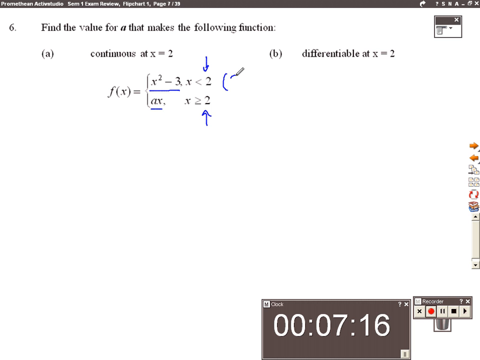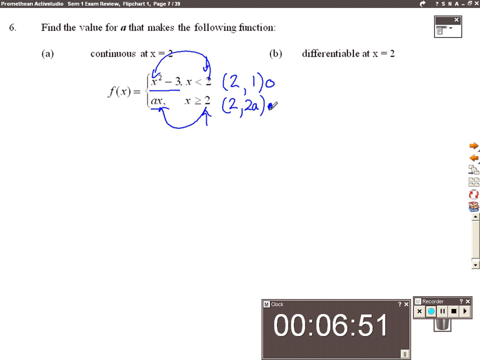Now, for the function to be continuous, we want to make sure that they have the same y value. So I'm going to substitute 2 in place of x. 2 squared is 4. 4 minus 3 is 1. Now, that's an open circle if I were graphing it, because it's not equal to. Now I'm going to do the same thing here. I'm going to substitute 2 in place of x, and 2 times a would be 2a.